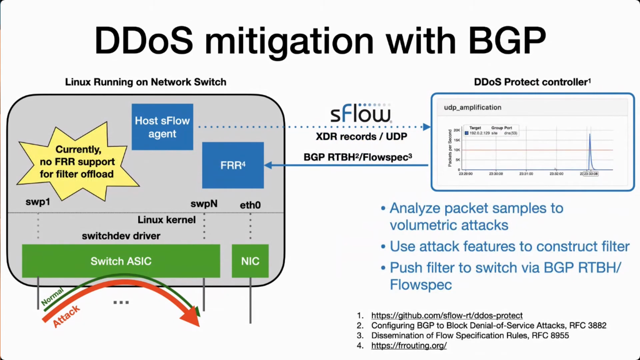Just a little note to this: in production networks, BGP is the expected control plane protocol. The controller peers with the router and can push remotely triggered black hole routes and BGP flowspec filters to mitigate attack traffic. FRR is shown in this diagram. It's a widely adopted open source routing application, and currently black hole routes are propagated as expected, but FRR does not yet push flowspec filters into hardware.